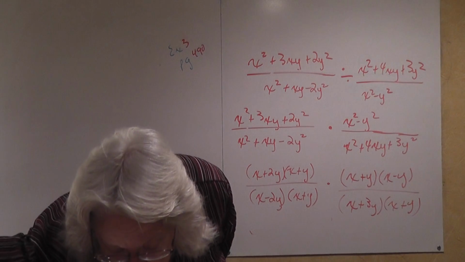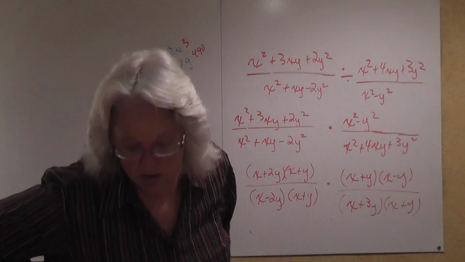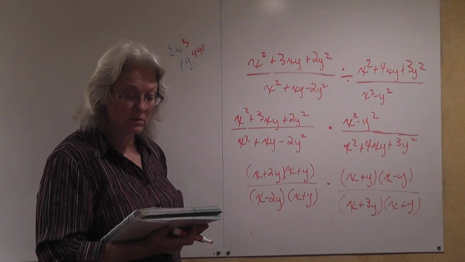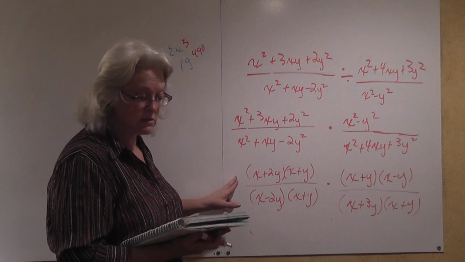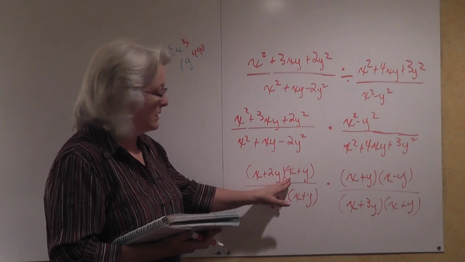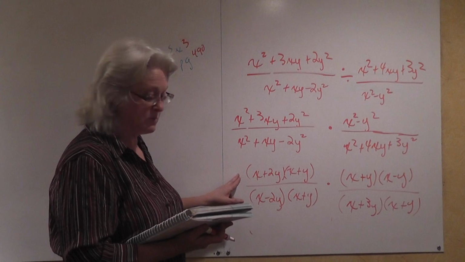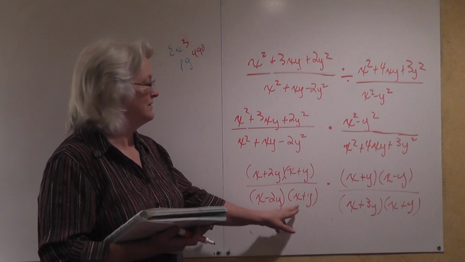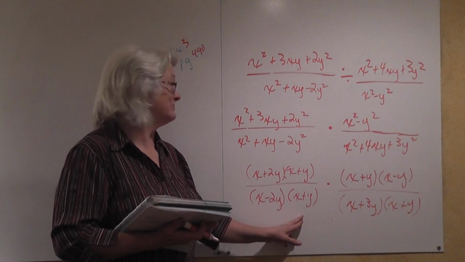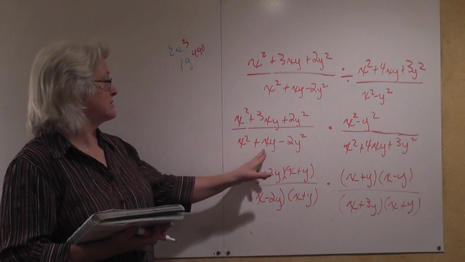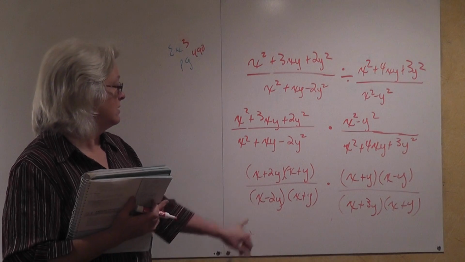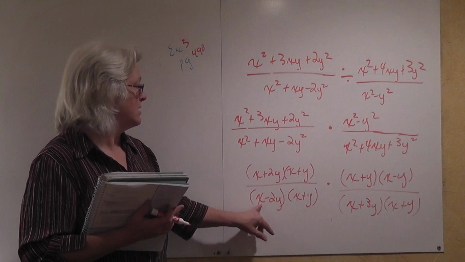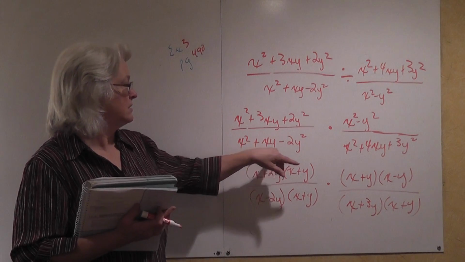Minus 2y squared. Okay, hang in there with me, class. Let me see what in the world is going on. X plus y, x plus 2y. Aha! Did you catch it when I did it? X squared plus xy minus 2y squared. I had my signs wrong when I FOIL this out. This is actually x squared minus xy minus 2xy.